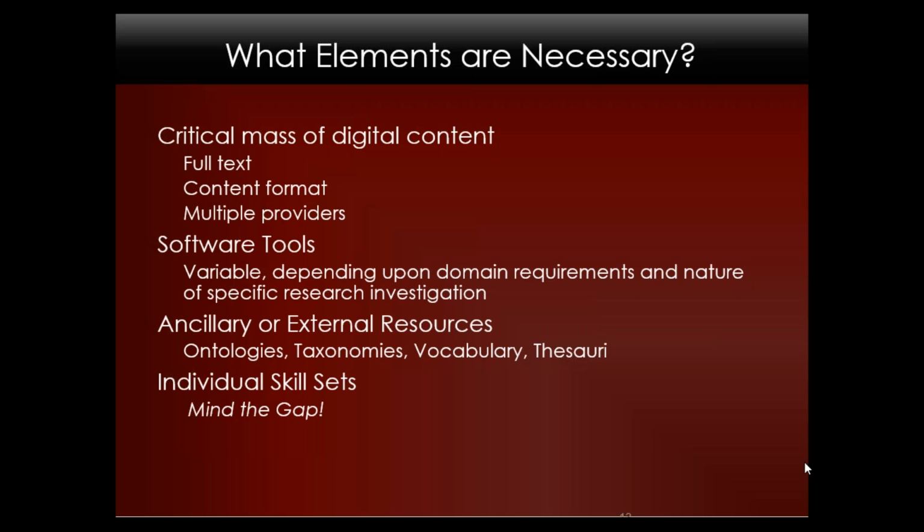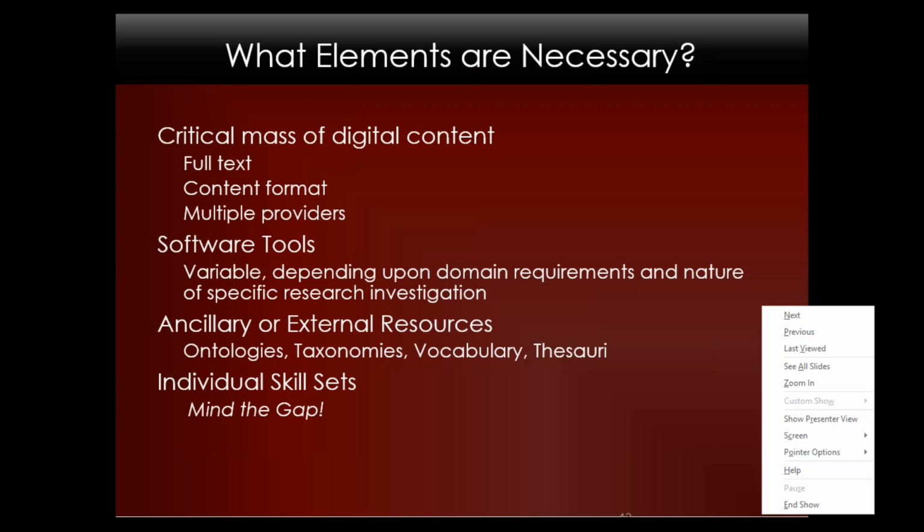You may need to have ancillary or external resources, ontologies, taxonomies, vocabulary, thesauri. This is also so that you can train the system to recognize whether something belongs or doesn't belong. It's to help you make sense of the data and text that's available.